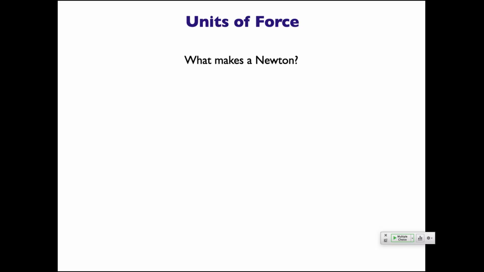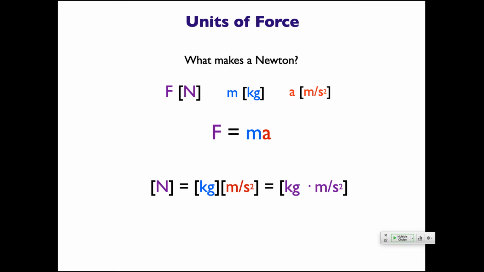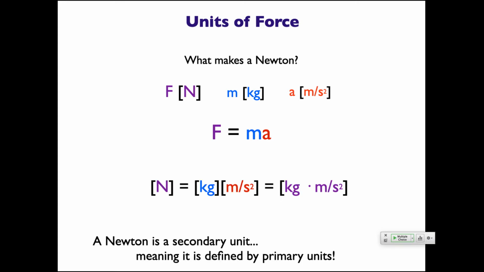Okay, so what makes a Newton? This is our unit of force. Well, when we think about F equals ma, we know force has units of newtons, mass has units of kilograms, and acceleration has units of meters per second squared. Therefore, when we put this all together, a Newton breaks down into kilograms meters per second squared, which could be written as kilograms meters over second squared also.